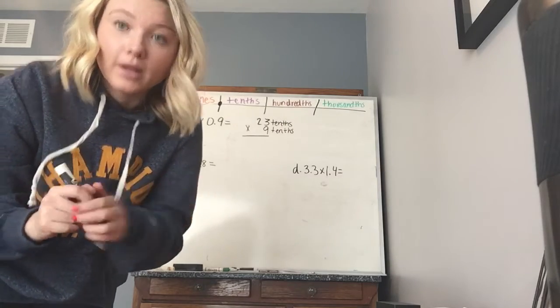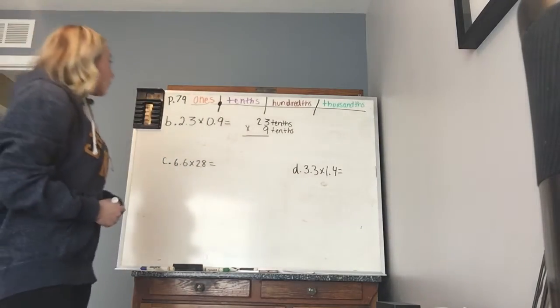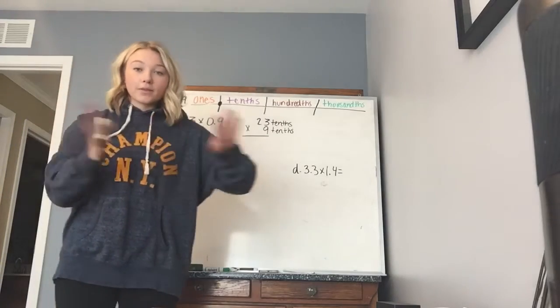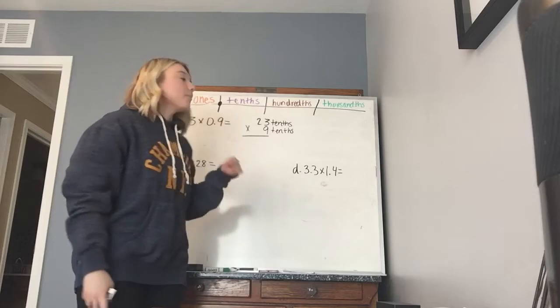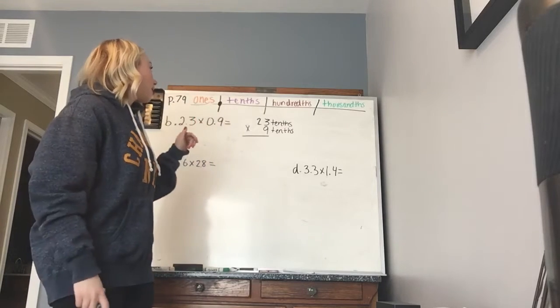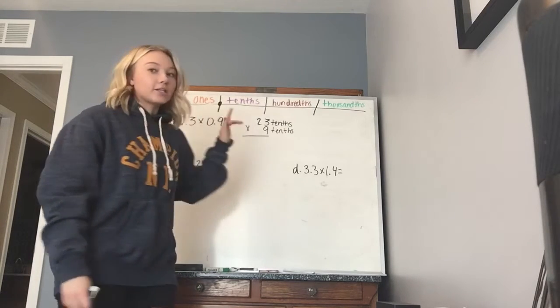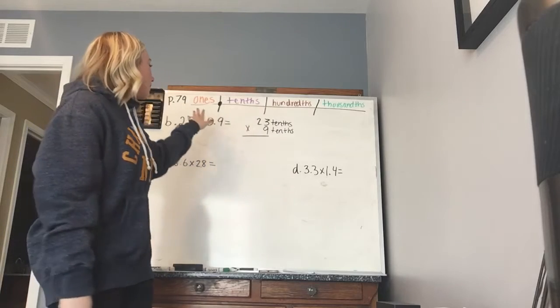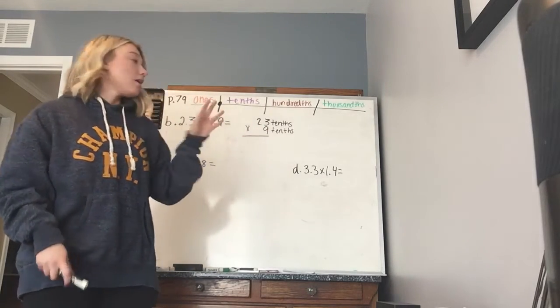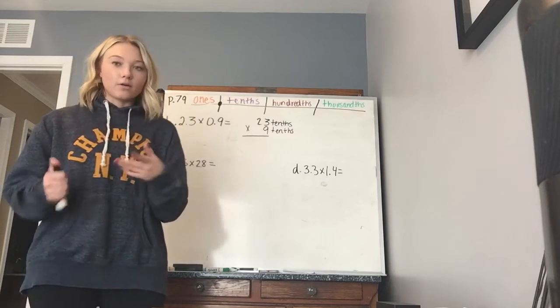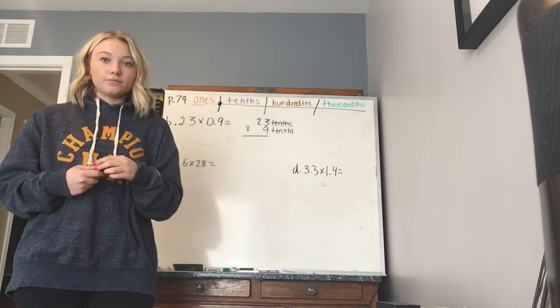Hopefully homework went well. We are going to throw out the part with the fractions, and right now we're just going to worry about multiplying decimals. We are on PDF page 79. At the top of your page, you can draw a little place value chart, and that will be helpful for this lesson.